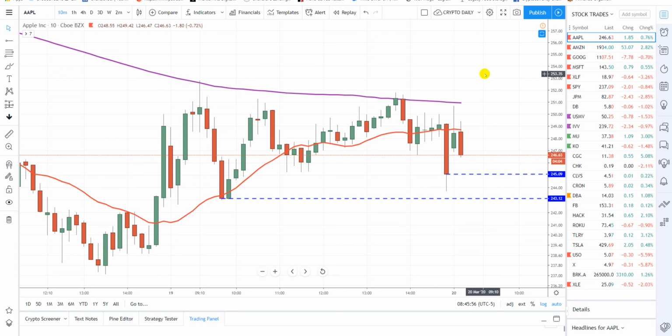Okay guys, here's the quick setup. We're looking at Apple. This is the 10-minute chart. This is the bearish engulfing candle. We're trying to get either a close over or under to determine near term price direction, trend direction.